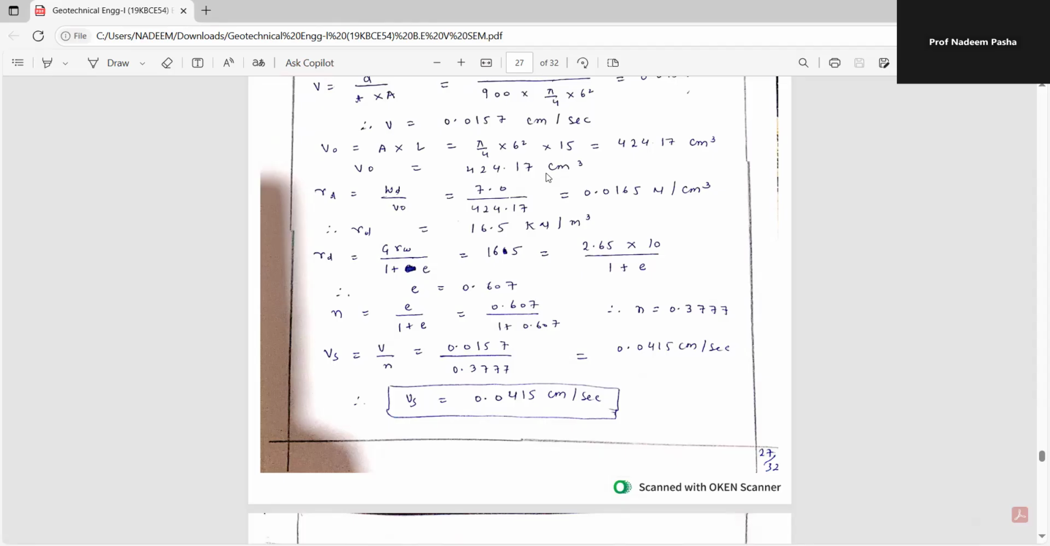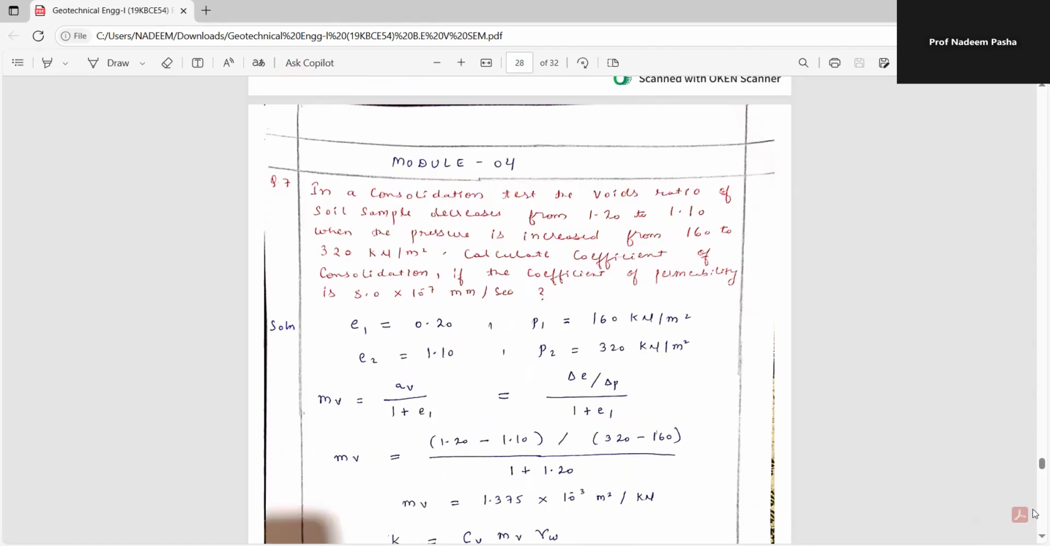N is equal to E divided by 1 plus E, where E is 0.607. So your N comes out to be 0.3777. So your Vs is equal to V by N. V is 0.0157 divided by 0.377. It comes out to be 0.0415 centimeter per second. So your Vs is equal to 0.0415 centimeter per second.